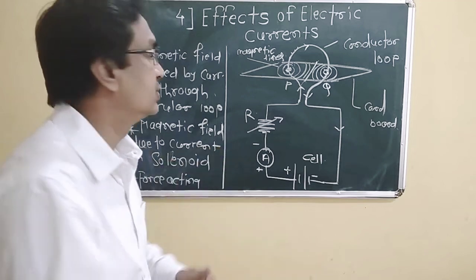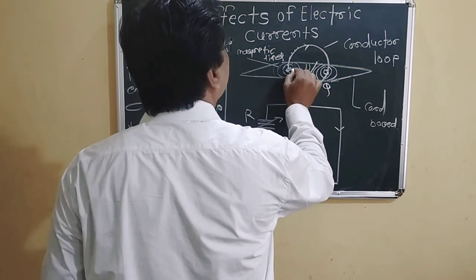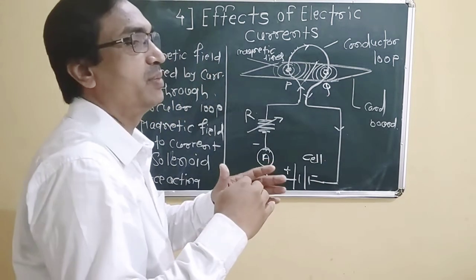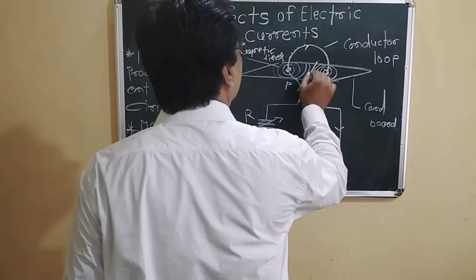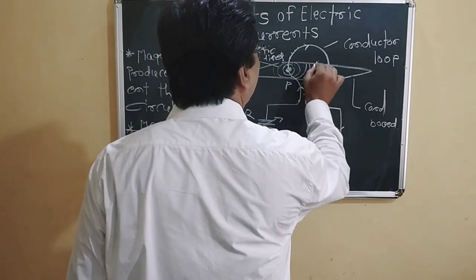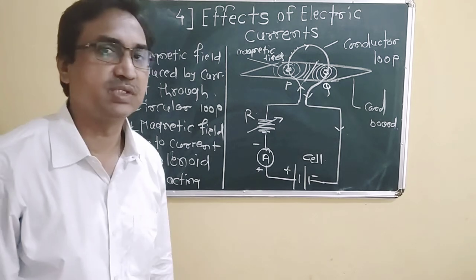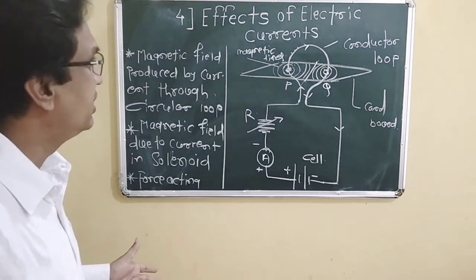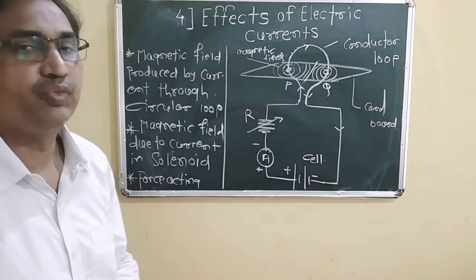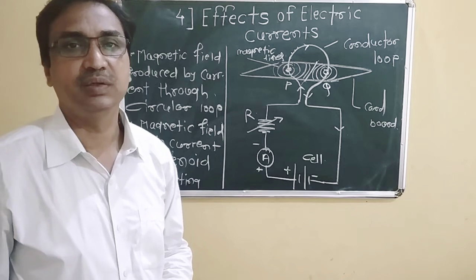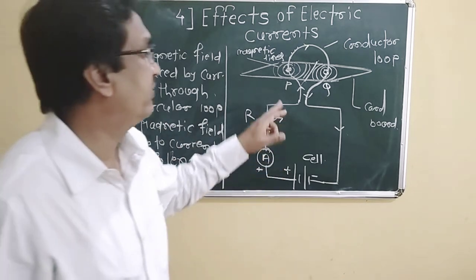So the radius changes. These are concentric circles, and the radius changes automatically. It becomes bigger and bigger. So at the center of these 2 points, that means at the middle portion, we can find that the lines of force are in a straight line. So in this way, when you carry electric current through a conductor loop, the nature of the magnetic field is like that.